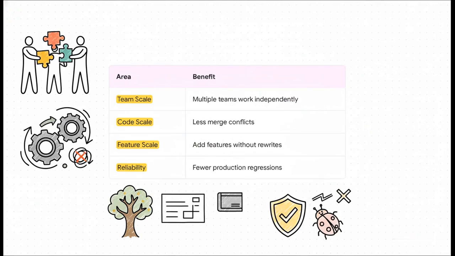When you apply SOLID, different teams can work on different parts of the system without constantly breaking each other's code. That means you can move faster, you get fewer merge conflicts, you can add new features without having to do these massive, expensive rewrites. And maybe most importantly, you get fewer bugs in production, which means happier customers.